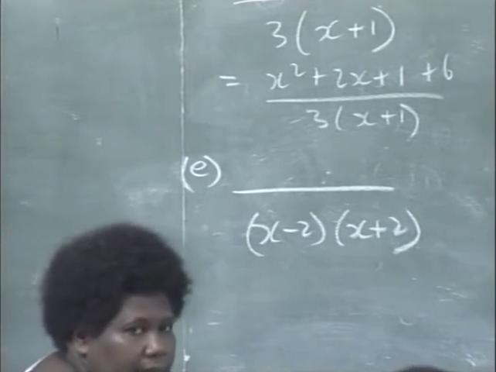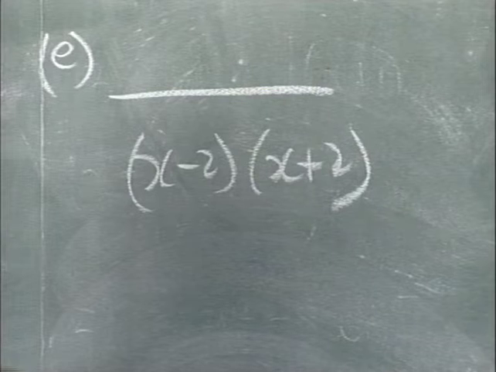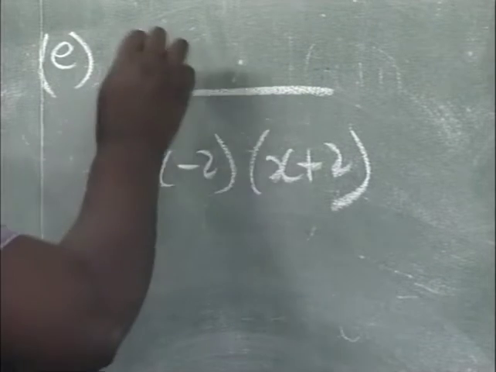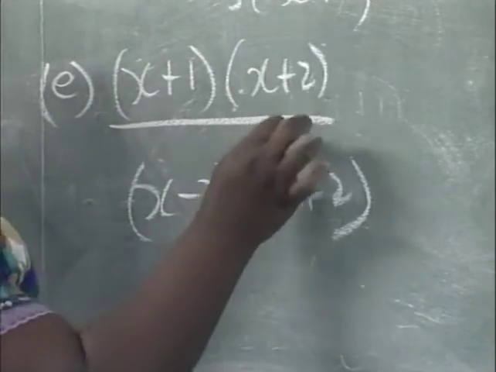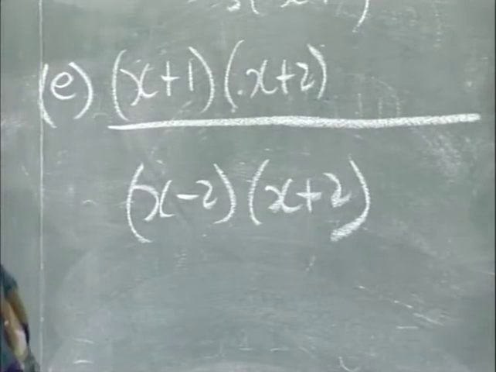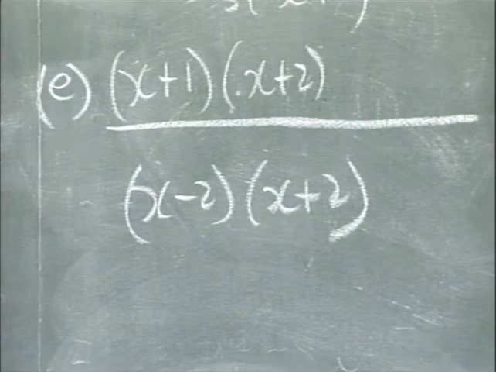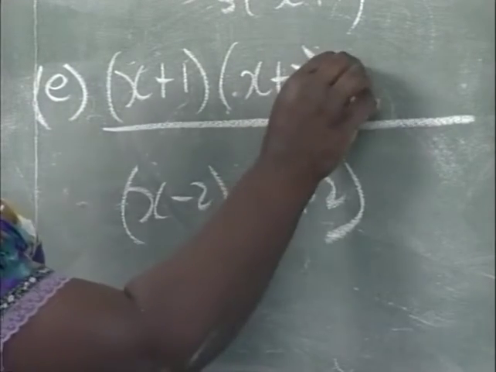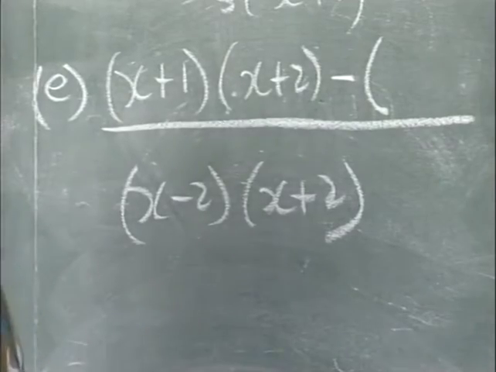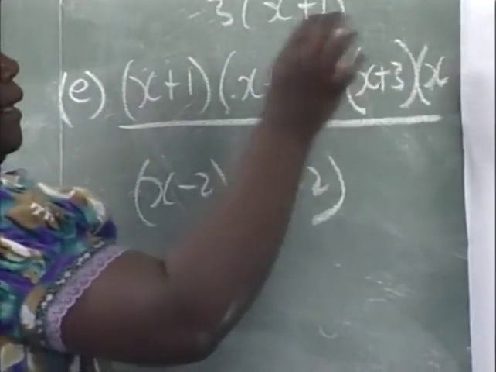Then I divide x minus 2 times x plus 2 by x minus 2. I'm left with x plus 2. I multiply x plus 2 by x plus 1, so x plus 1 times x plus 2. Next, I divide again, this time x minus 2 times x plus 2 by x plus 2. I'm now left with x minus 2, and I multiply that by x plus 3. Take note, there is a minus sign outside. So, x plus 3 times x minus 2.